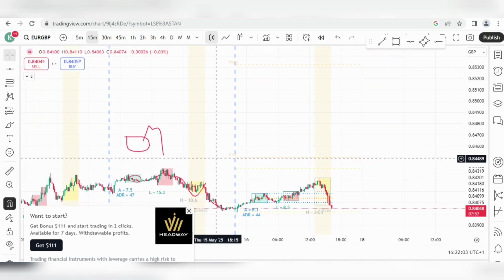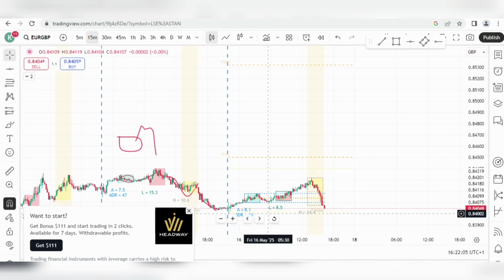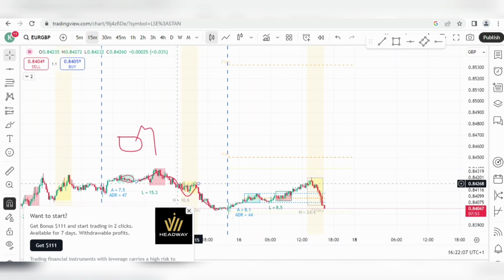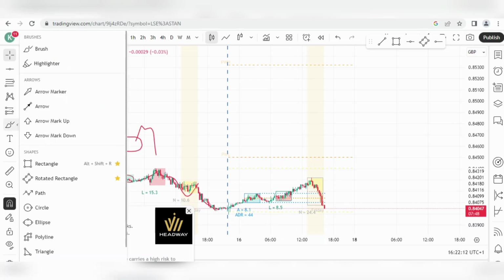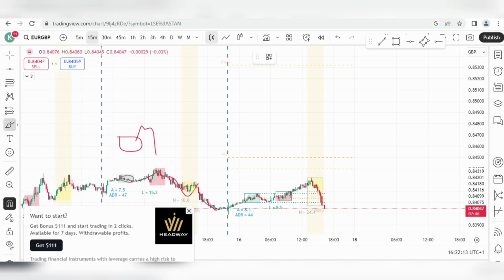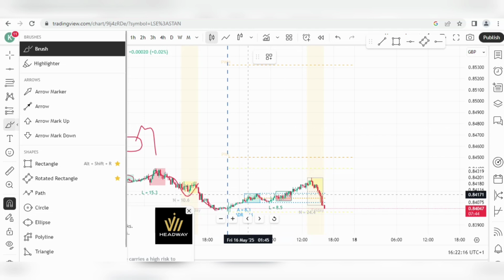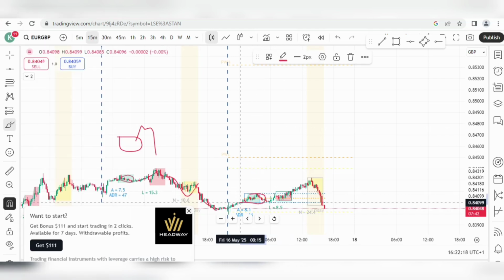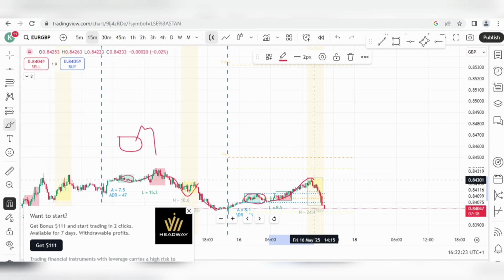Now the same thing on Friday. The market is still going lower. So this is our Asian session here. Market broke out, and we got a trade during the New York session. The market is still going lower.